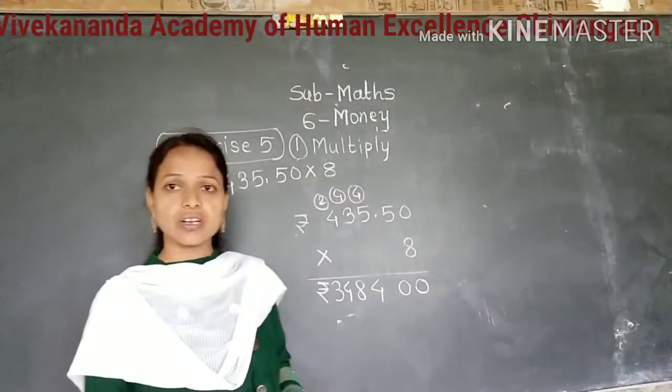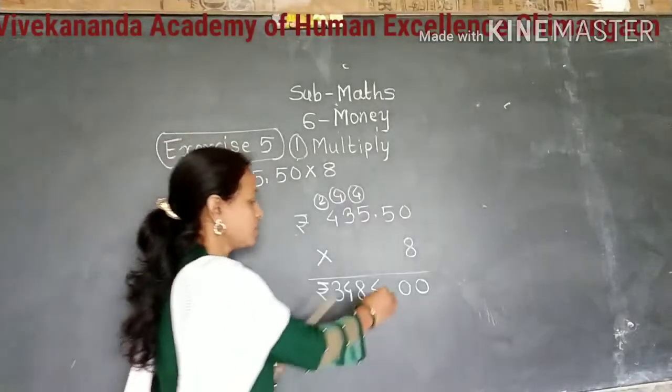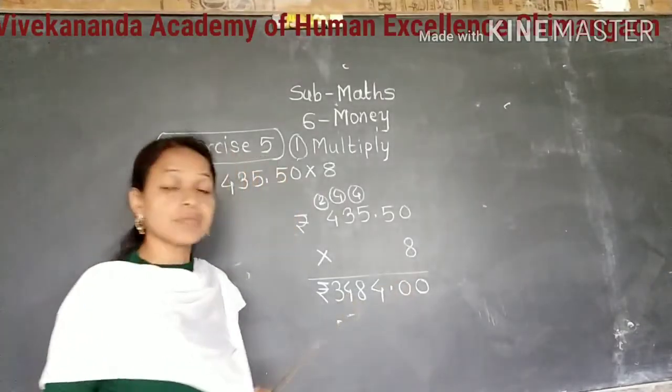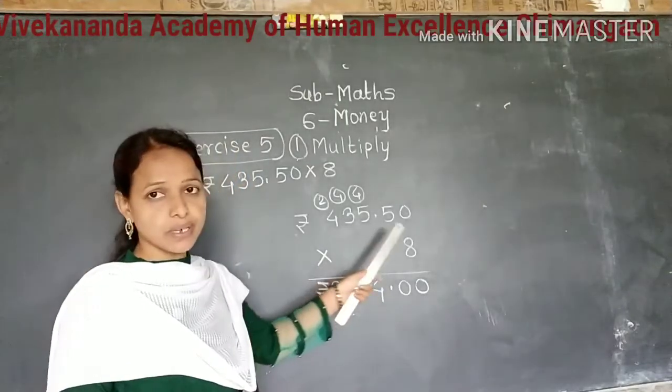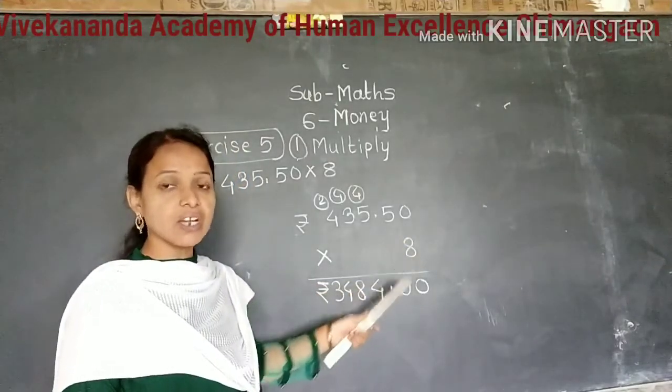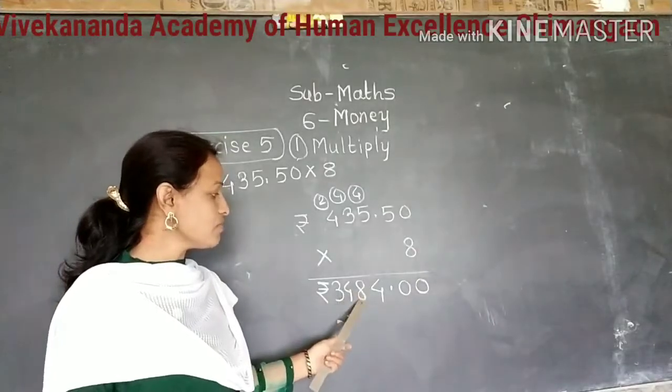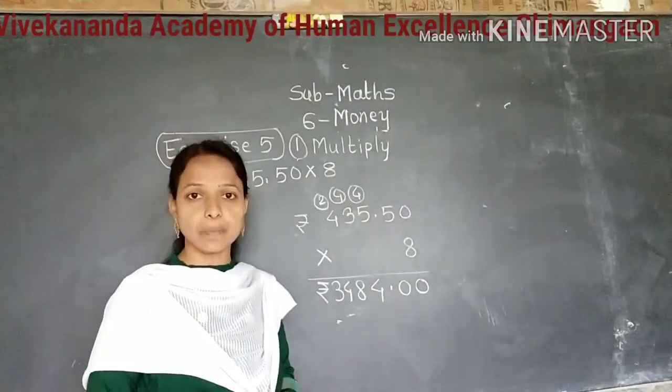Now put the dot from the right two places. So here you put the dot. In this way, here we multiply 435 rupees 50 paise by 8. We get here the answer 3484 rupees.